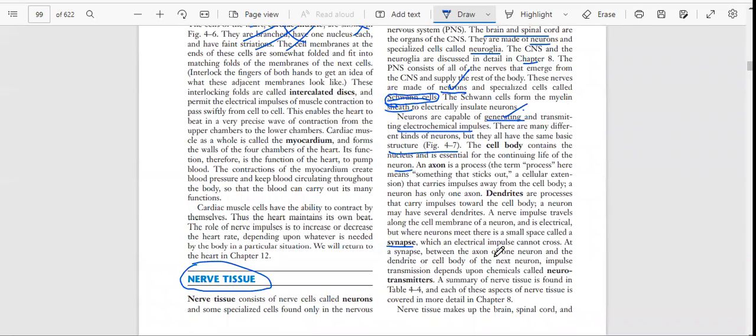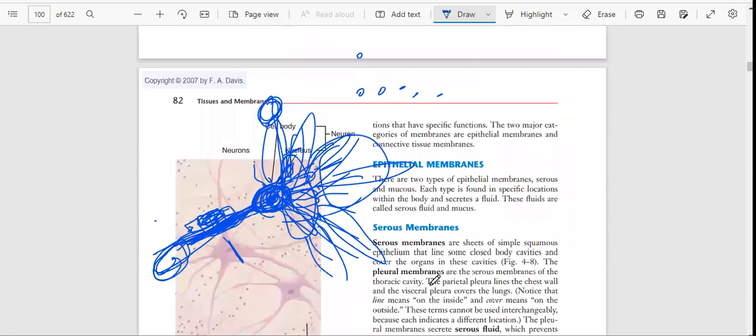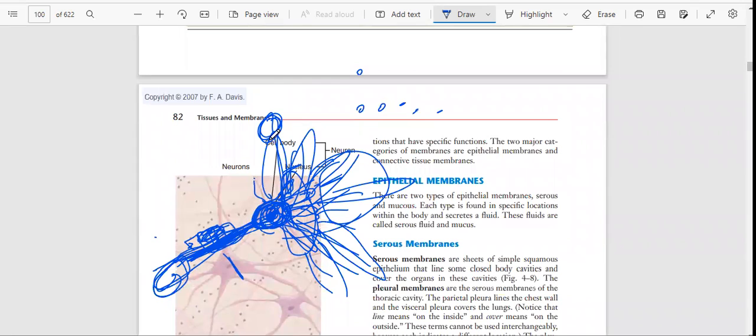Next, wherever the dendrites and the axon attach, that area is called the synapse. When an electrical impulse cannot cross a synapse between the axon of one neuron and the dendrite or cell body of the next neuron, impulse transmission depends upon a chemical called a neurotransmitter. Here this is the axon, the tail; here we have one cell body, and in the cell body you have the dendrite.